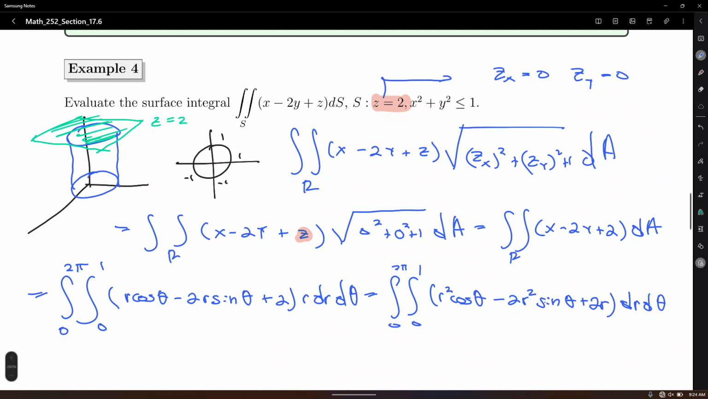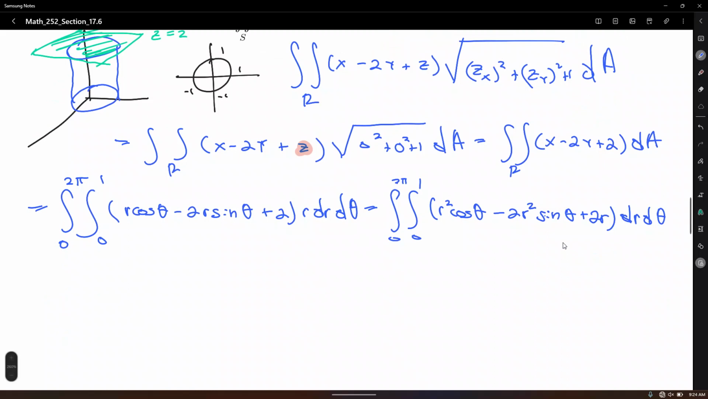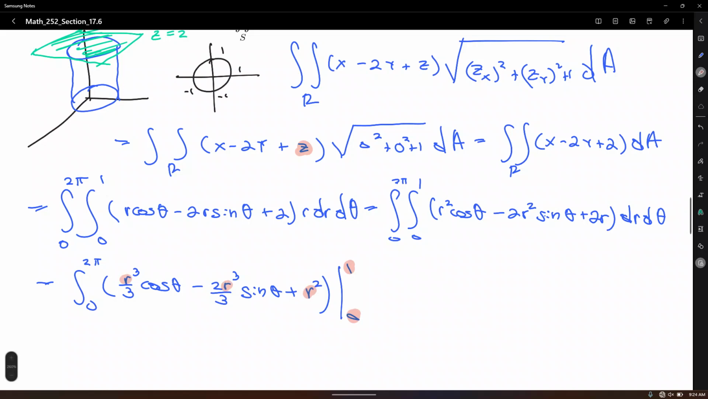Okay. Let's integrate with respect to r. Integrating r squared, that's r cubed over 3, minus 2r cubed over 3, plus r squared. But don't forget the cosine and sine factors. That is the integral from 0 to 2 pi of r cubed over 3 cosine theta minus 2r cubed over 3 sine theta plus r squared, evaluated between 0 and 1. And again, these limits of integration are just for the r variable.